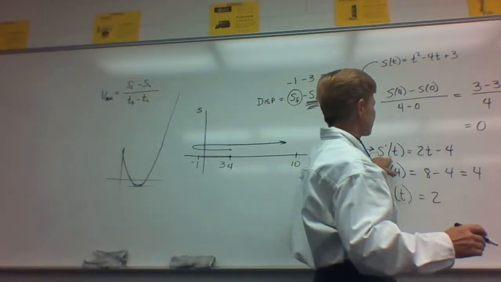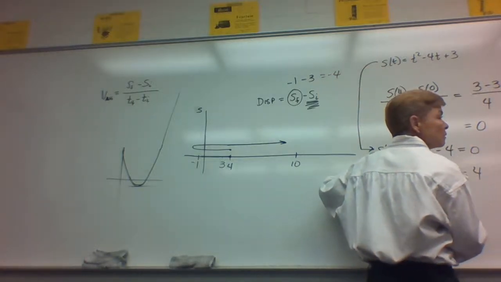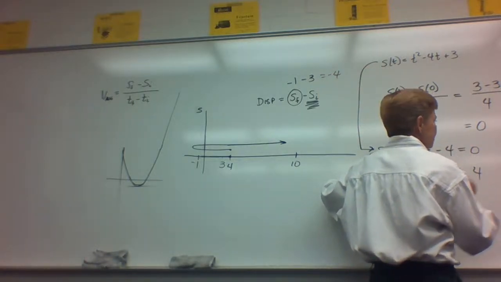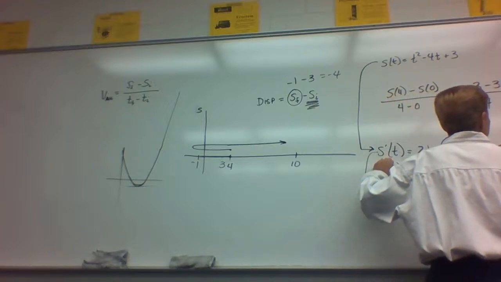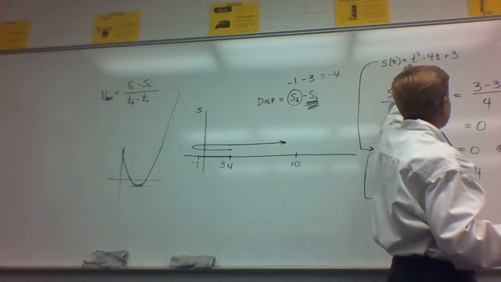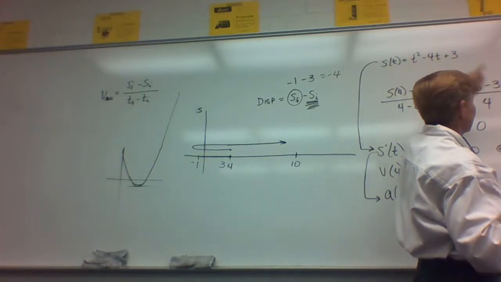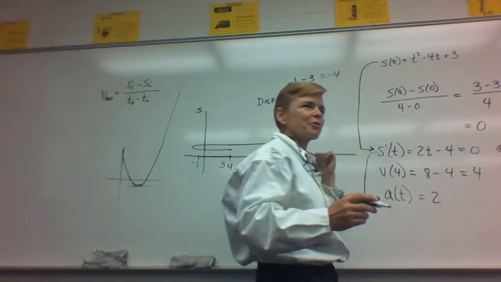When is velocity, which is the derivative of position, equal to 0? At t equals 2. And what is the position then? 4 minus 8 is -4, plus 3, is -1. We did that already when we did displacement, remember?